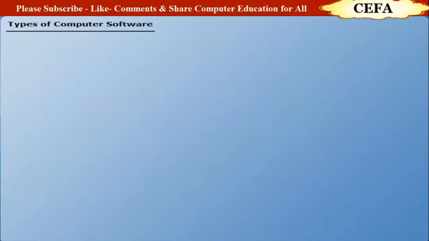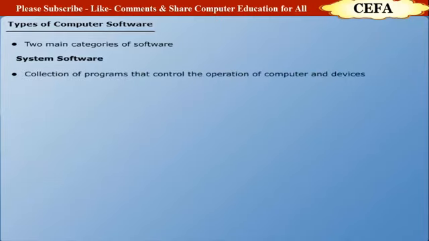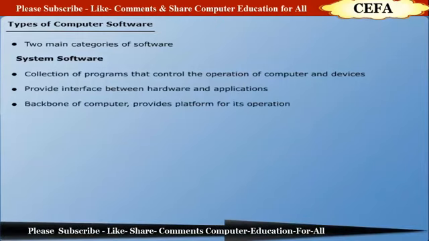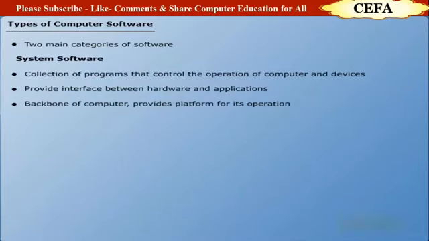Types of computer software. There are two main categories of computer software. System software. System software is a collection of computer programs that control the operation of the computer and its devices. It provides an interface between computer hardware and application software. It is the backbone of a computer system which provides a platform for its operation.